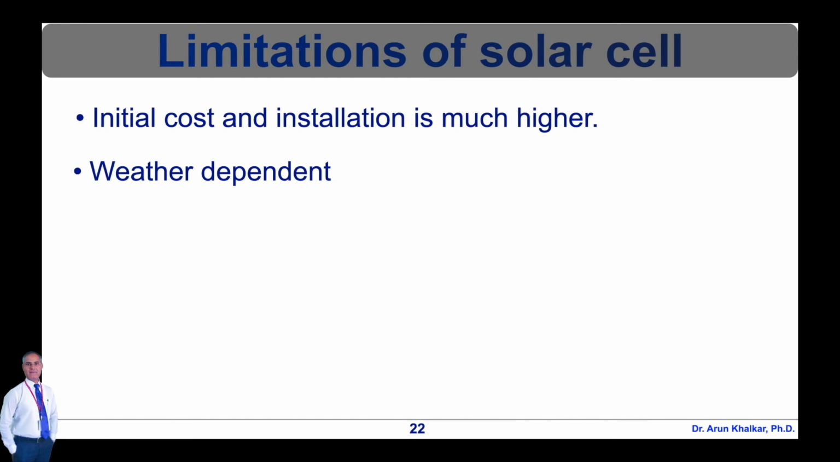Next is weather dependence. Although solar energy can still be collected during cloudy and rainy days, the efficiency of the solar system drops. Solar panels are dependent on the sunlight to effectively gather solar energy. Therefore, a few cloudy, rainy days can have a noticeable effect on the energy system.